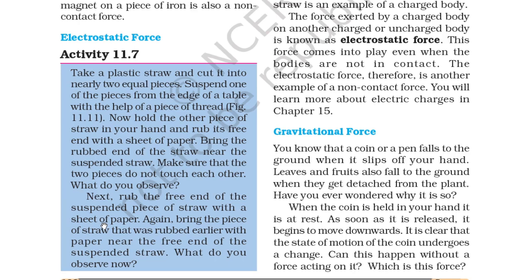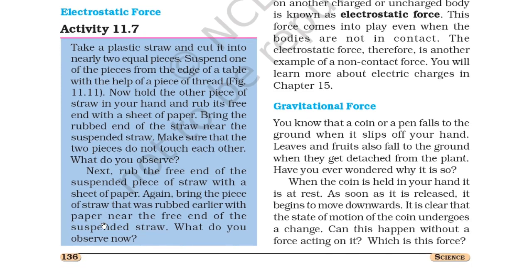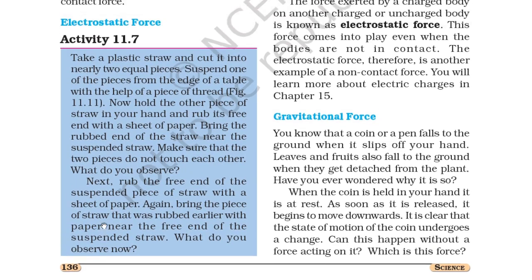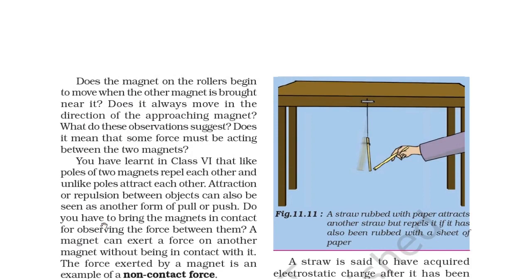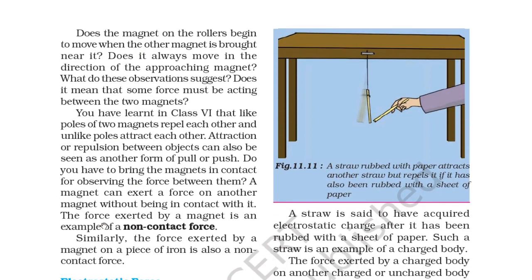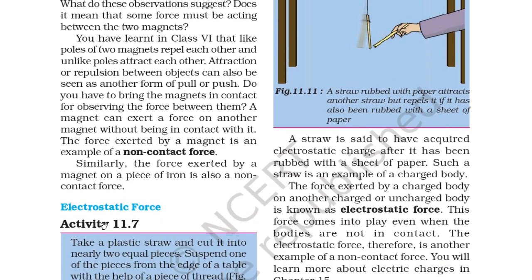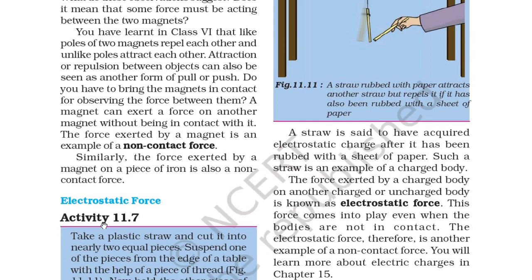What do you observe? Next, rub the free end of the suspended piece of straw with a sheet of paper. Again, bring the piece of straw that was rubbed earlier with paper near the free end of the suspended straw. What do you observe now? So you can see what they are doing. Figure 11.11: a straw rubbed with a paper attracts another straw, but repels if it has also been rubbed with a sheet of paper. And so the straw is said to have acquired electrostatic charge after it has been rubbed with a sheet of paper.